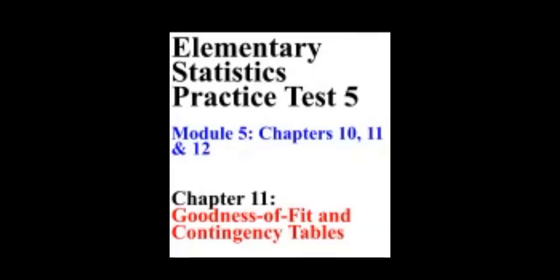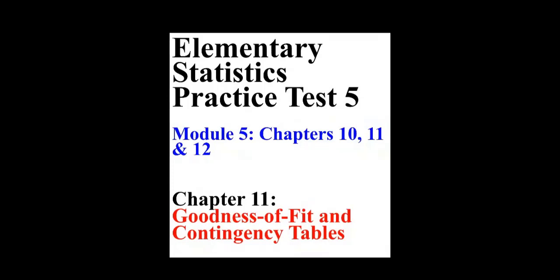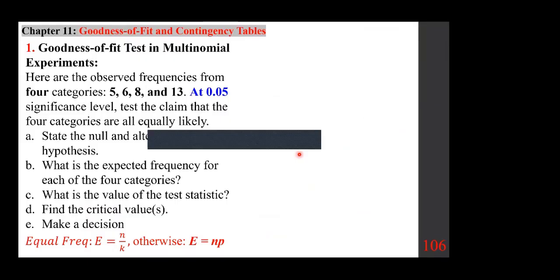Elementary statistics practice test number 5, or module 5, which covers chapters 10, 11, and 12. We are covering chapter 11, goodness of fit and contingency tables. All right, we're going to look at the goodness of fit test in multinomial experiments.